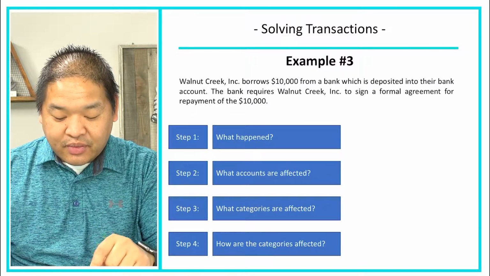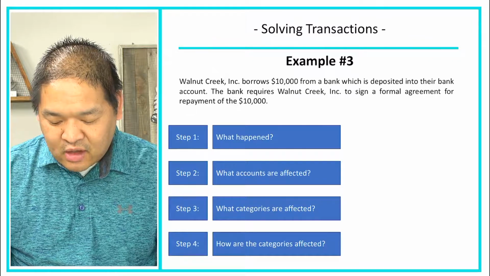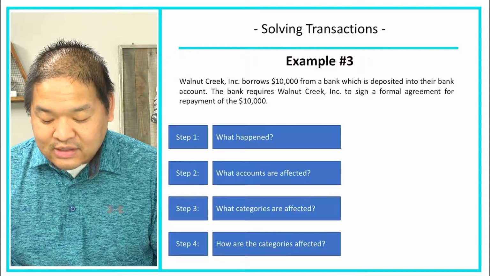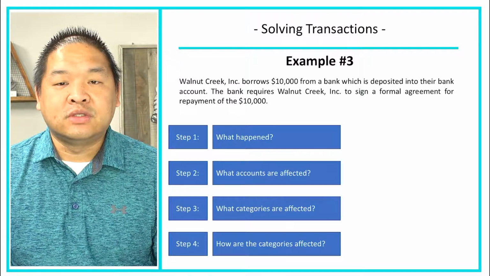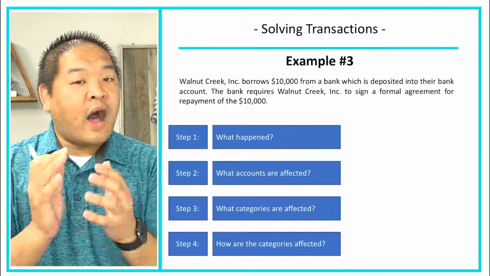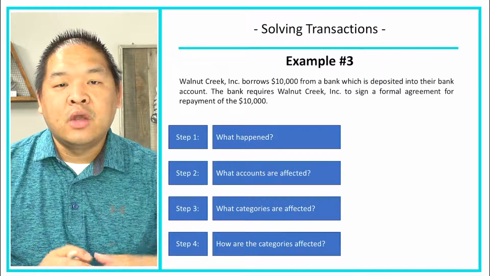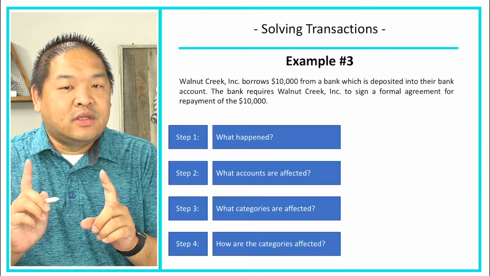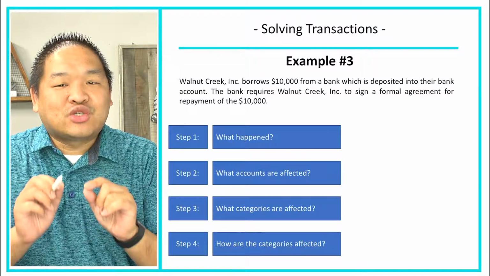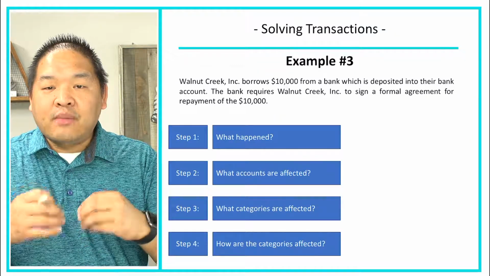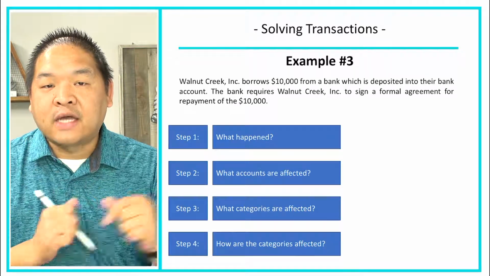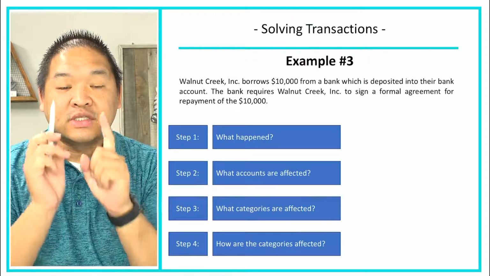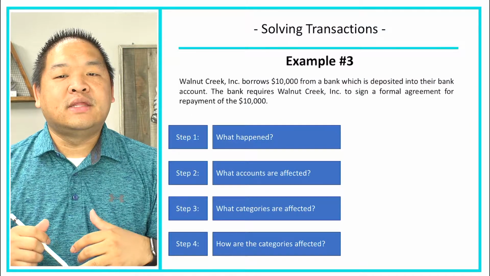But here we go. Example 3, Walnut Creek Inc. borrows $10,000 from a bank, which is deposited into their bank account. The bank requires Walnut Creek Inc. to sign a formal agreement for repayment of the $10,000. So what happens here? Is there an exchange? Well, obviously there is some type of exchange. We're exchanging a promise. Now I know I said promises are not transactions, but there is an actual exchange here: we're exchanging a promise that we will pay back for cash. And there's literally a transfer of cash from the bank to us. So something did exchange. That's why this is a transaction.